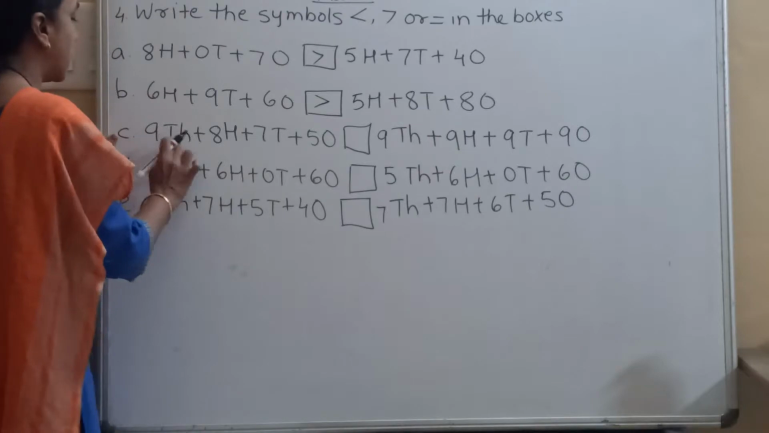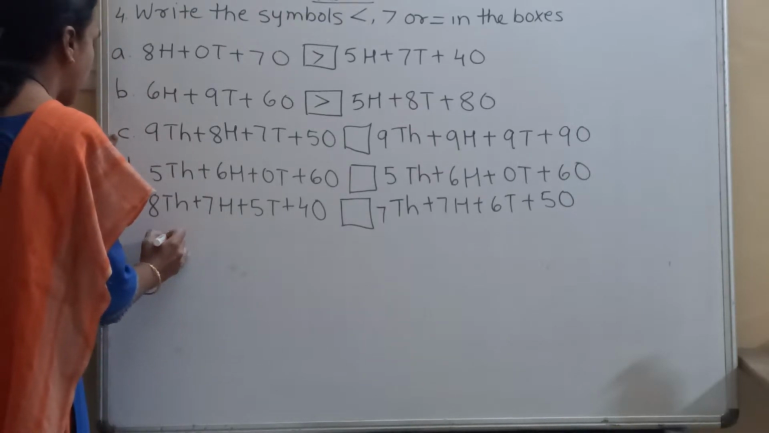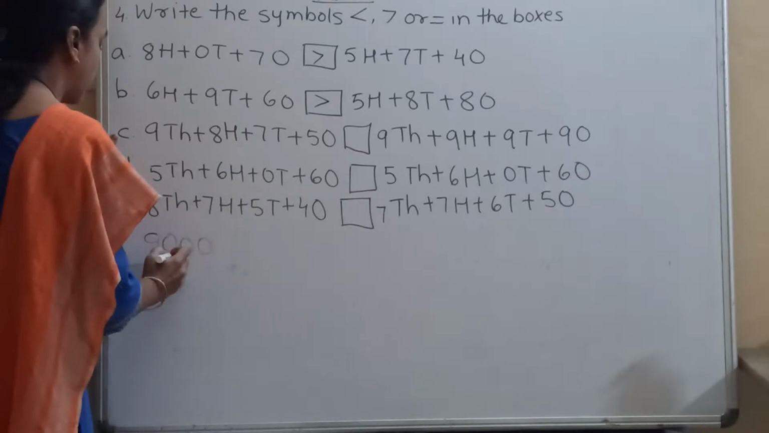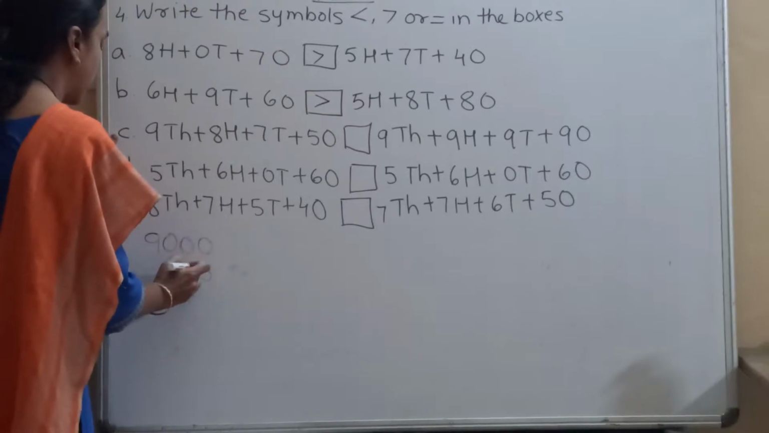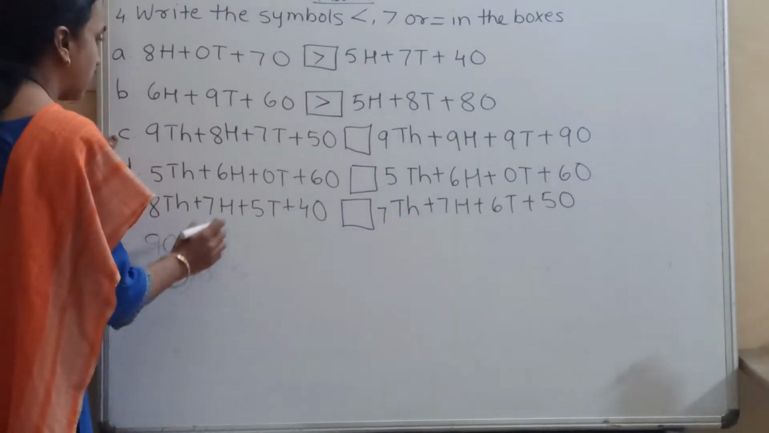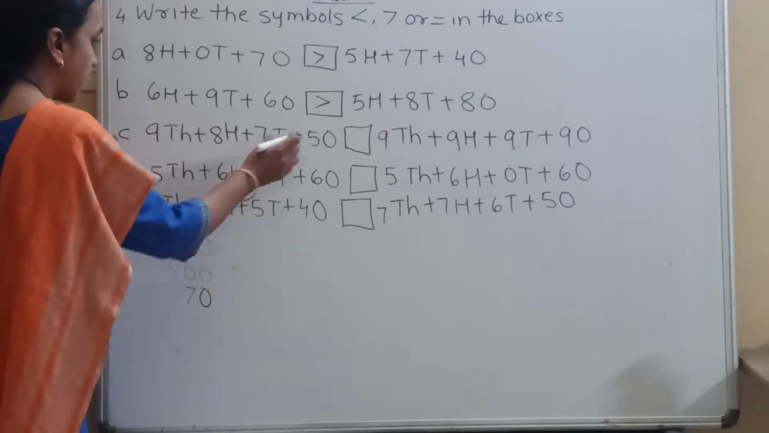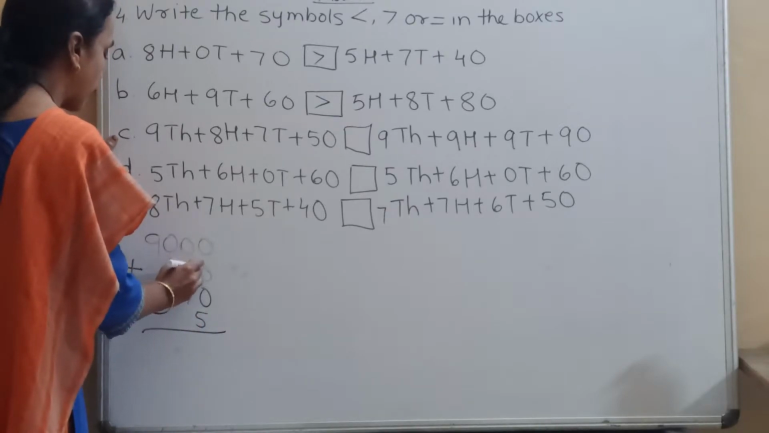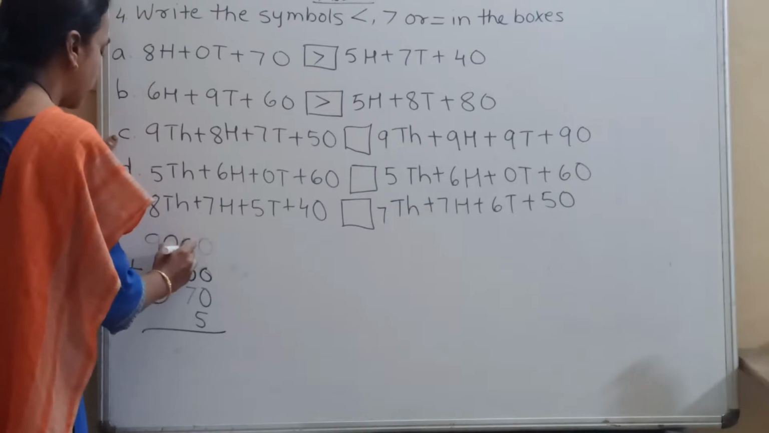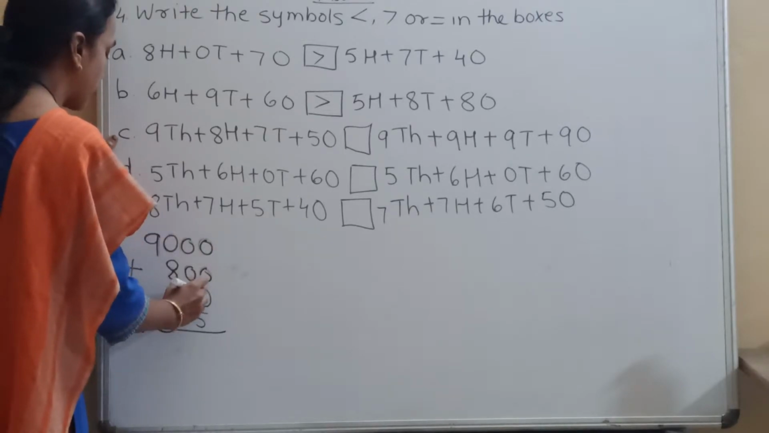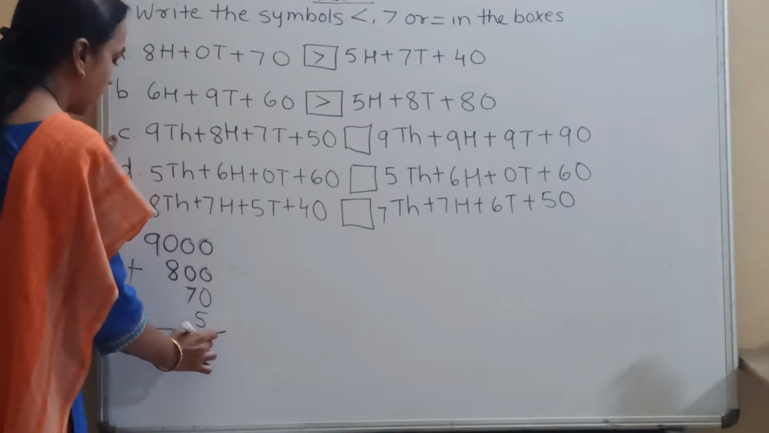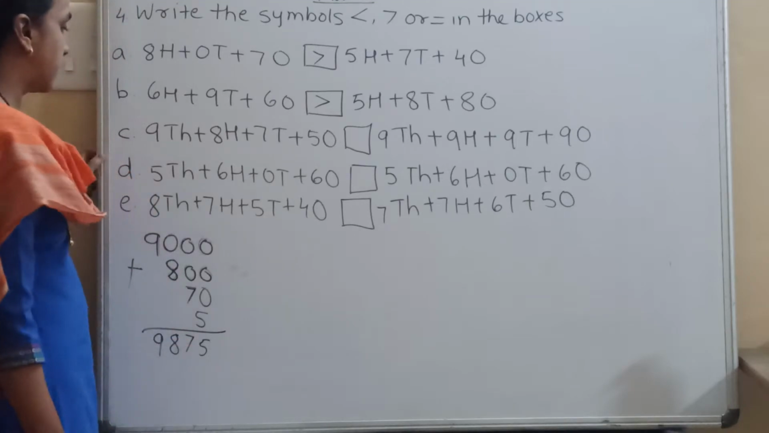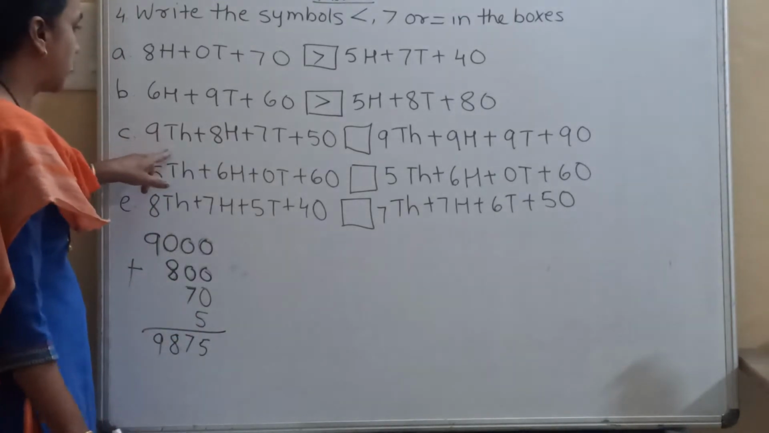So see, the example is what? 9000 plus 800. Suppose we write here 800. Then 7 tens means 70. Then 5 ones means 5. And add this number, this 9000. 70 and 5. 5 plus 0, 5. This 7 plus 0, 7. 8 plus 0, 8. This 9 as it is. 9875. This side is this number.